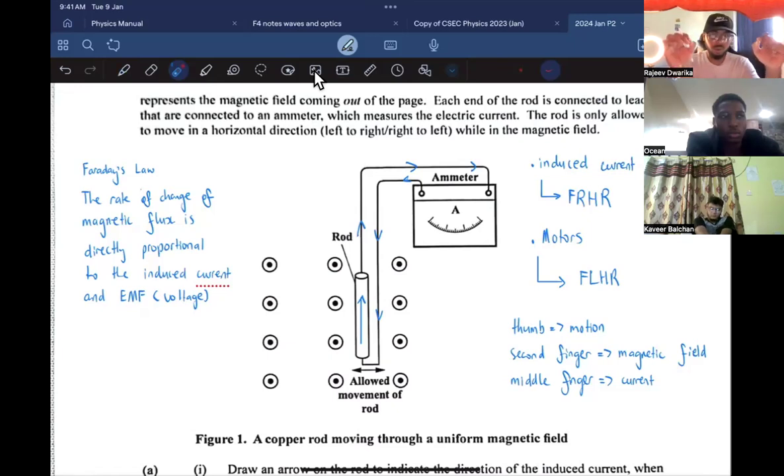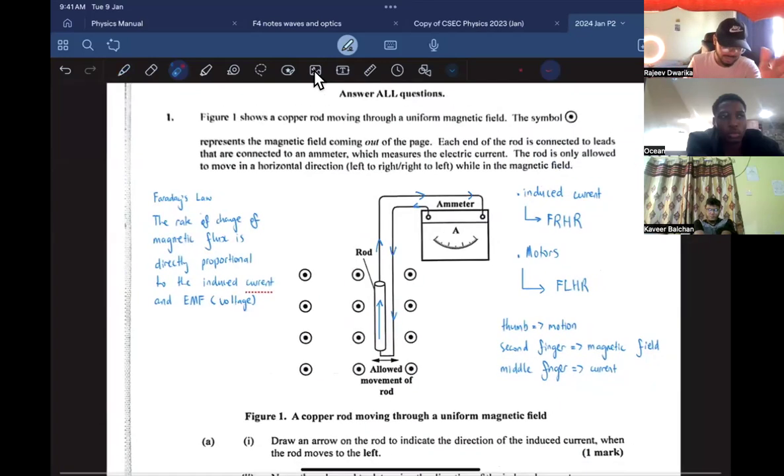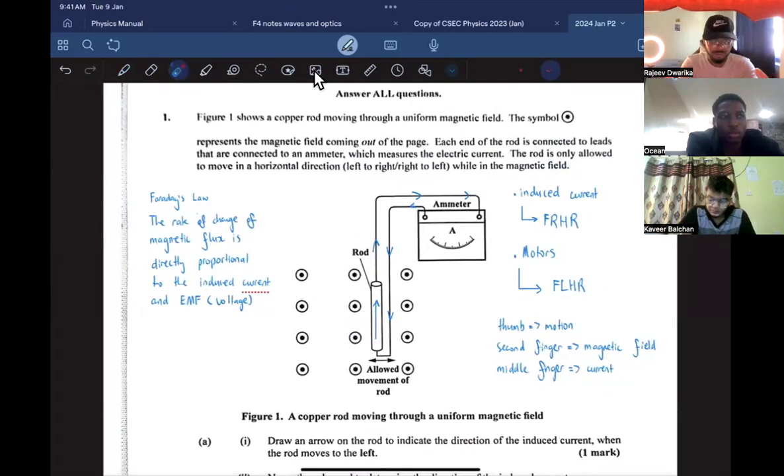Okay, so why did we use Fleming's right hand rule? Could somebody tell me that? Why didn't I use Fleming's left hand rule? In this example, are we dealing with a motor? Tell me, Justin, are we dealing with a motor in this case? No. What are we dealing with? Since you're moving the rod and you're generating a current, it's an induced current, right? Anytime you see induced current, it's always Fleming's right hand rule, not Fleming's left hand rule.